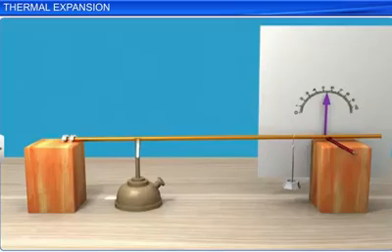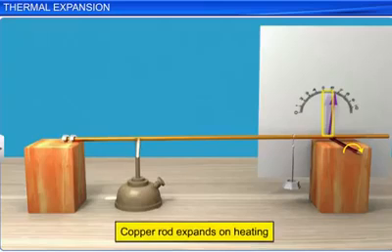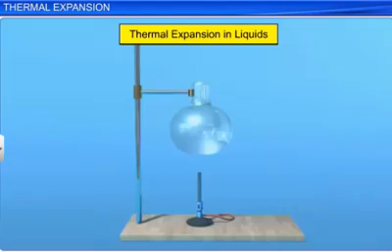As the copper rod gets hot, it expands. As the rod expands, the pencil which is in contact with the rod rolls over the wooden block. The paper pointer attached to the pencil rotates on the circular scale. This confirms that the rod expands on heating. Let us now conduct an experiment to understand thermal expansion in liquids.